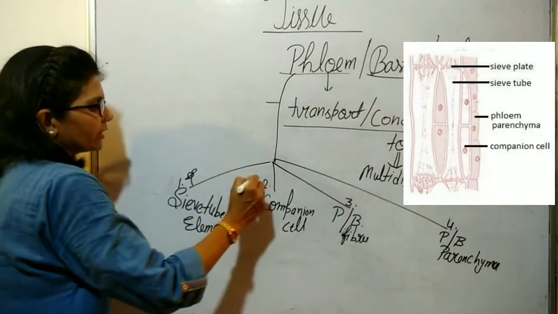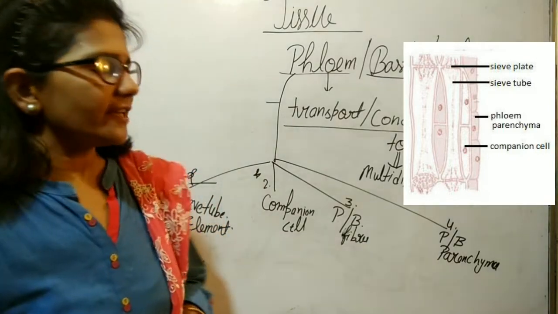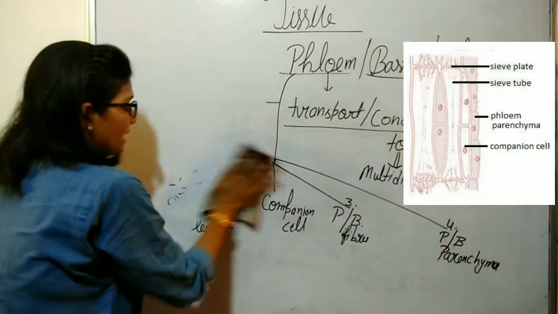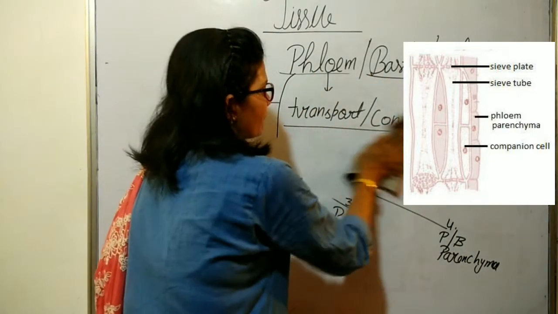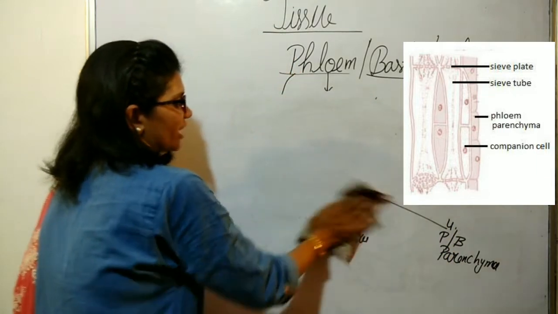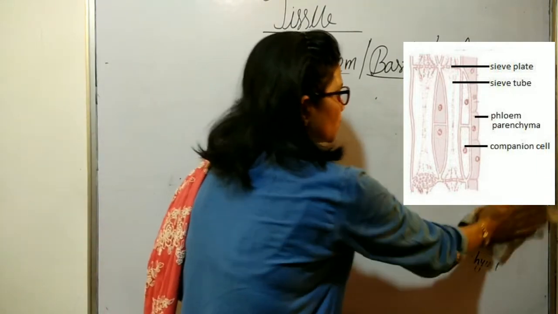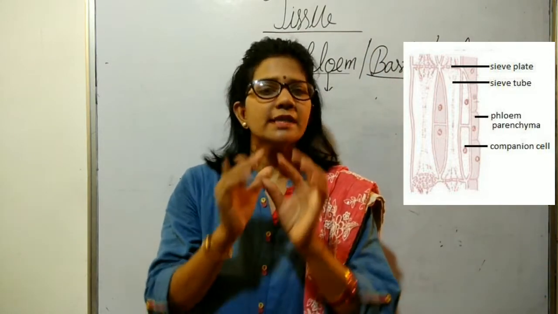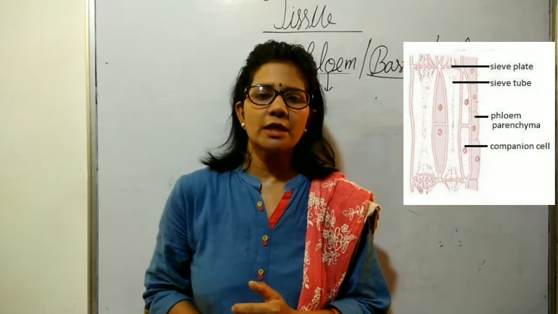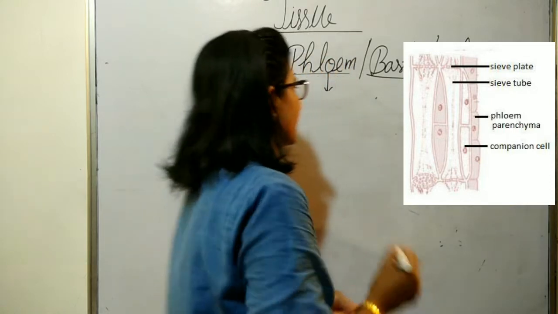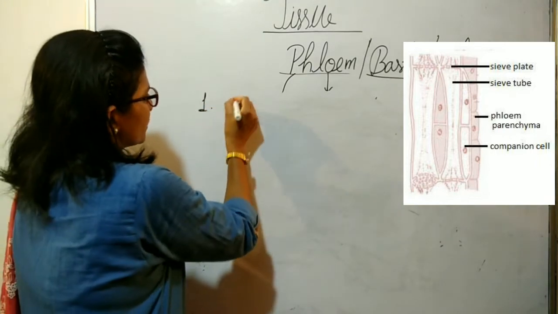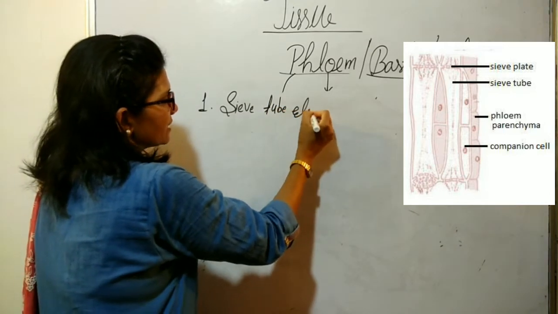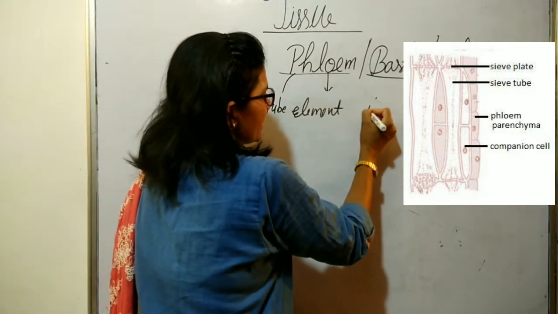Now the two most important components are the sieve tube elements. Let's discuss this. What is this sieve tube? I am saying that this is a sieve, meaning it has a structure with pores, so that it is able to filter. Because of its structure having pores, it is known as the sieve tube element, and this term was given by Hartig.